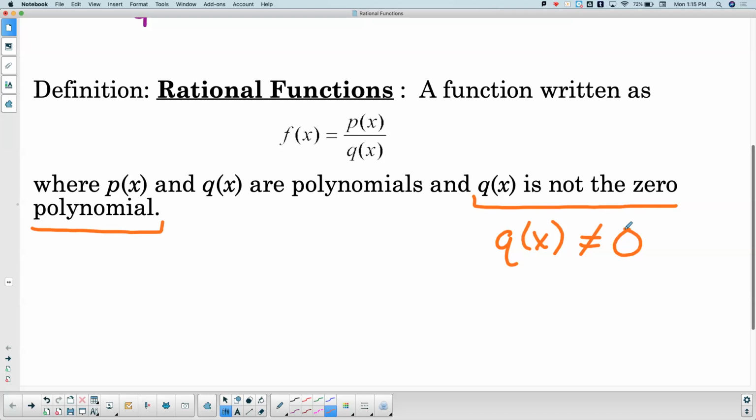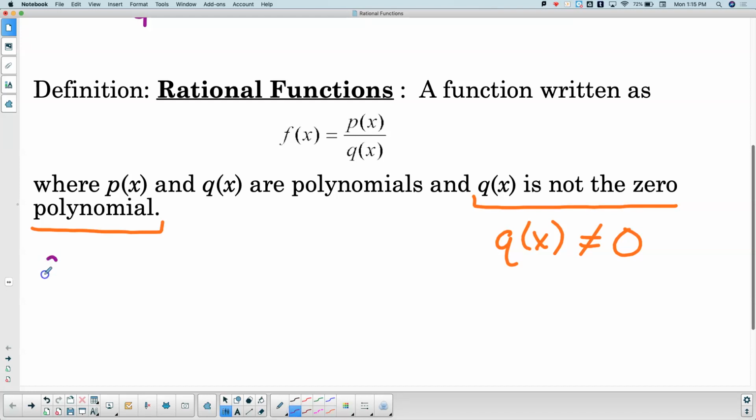So you can't divide by 0. You can't split something up into 0 parts. So that's why q of x can't be 0. Our denominator has to be something. So, what are these functions going to look like?